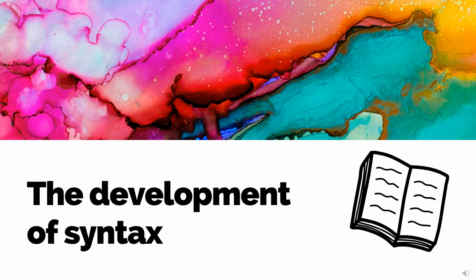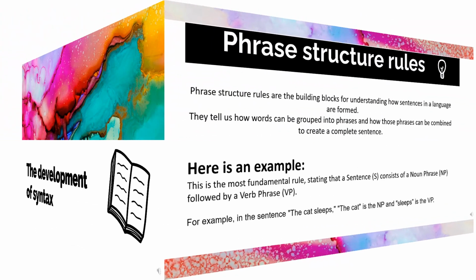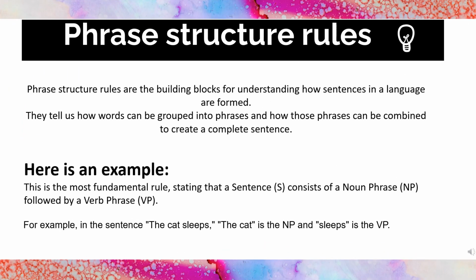Alright, so first, the development of syntax. Phrase structure rules. Phrase structure rules are the building blocks for understanding how sentences in a language are formed. They tell us how words can be grouped into phrases and how those phrases can be combined to create a complete sentence. Here is an example. This is the most fundamental rule, stating that a sentence consists of a noun phrase, which is NP, followed by a verb phrase, which is VP.